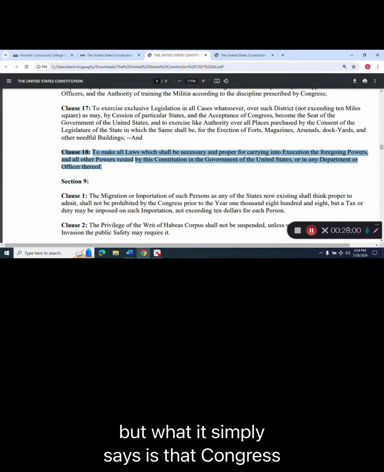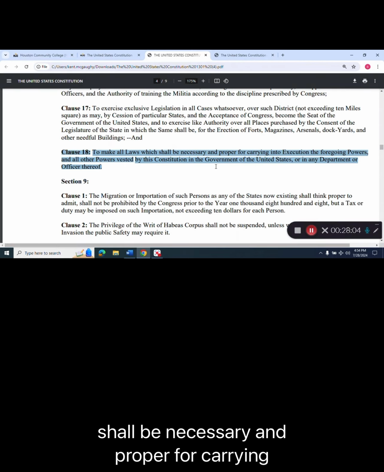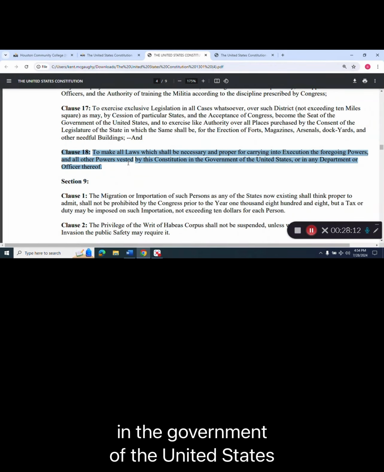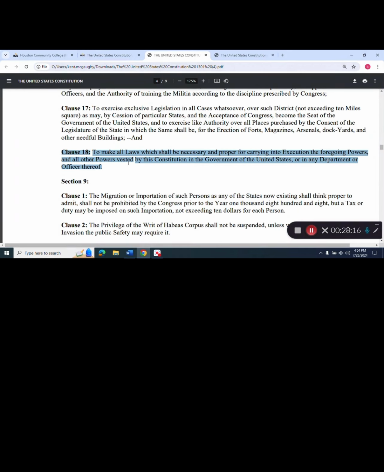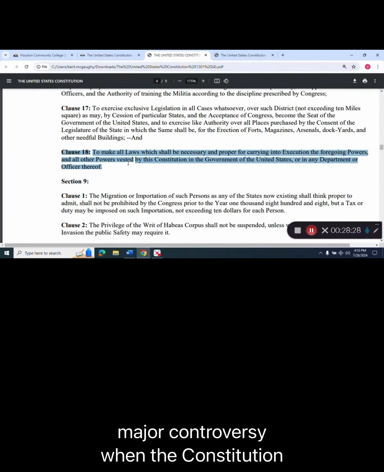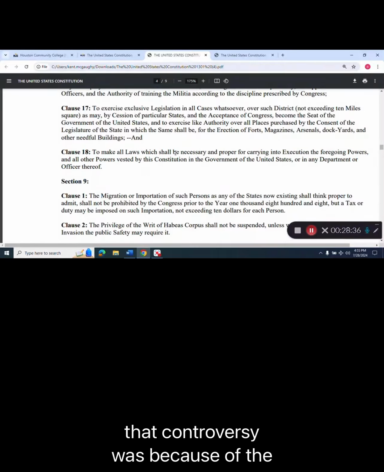But what it simply says is that Congress shall have the power to make all laws which shall be necessary and proper for carrying into execution the foregoing powers, and all other powers vested by this Constitution in the government of the United States or in any department or officer thereof. Now, this wording of Clause 18 was a major controversy when the Constitution was being debated and discussed by the state governments. And a big part of that controversy was because of the use of words like necessary and proper.